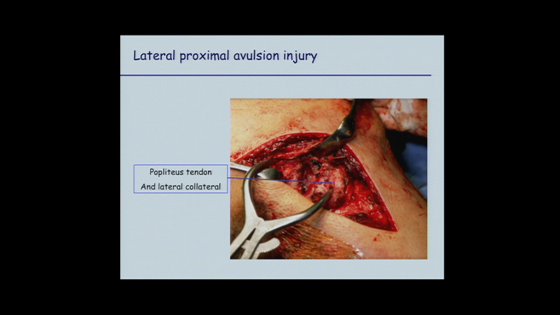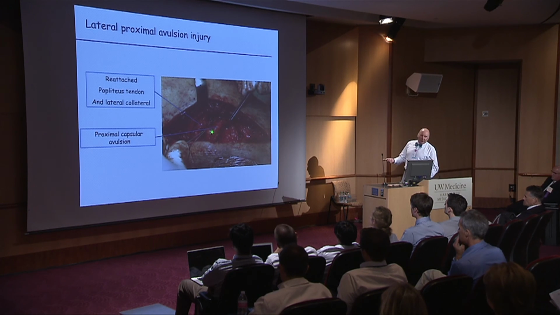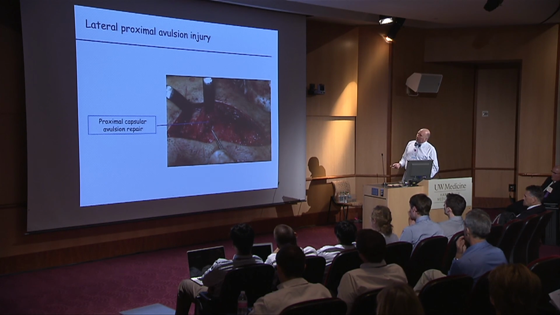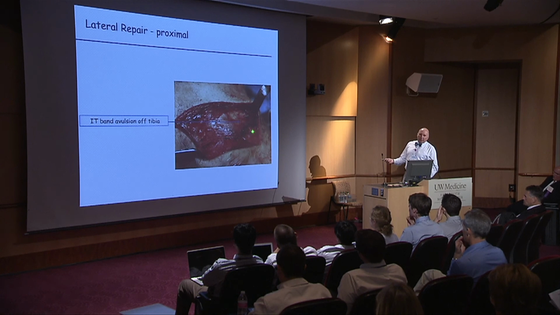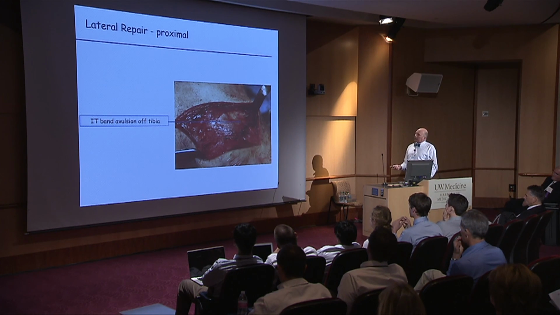And again, this becomes relatively clear when you operate on it early. Here's the popliteus tendon and lateral collateral ligament peeled back. This is distal, this is proximal. This is the footprint where it's all come from. And so you can then repair the popliteus and lateral collateral ligament. Here's the capsular avulsion that often goes with it. So then you put the capsule back where it came from in this kind of horseshoe fashion. You repair the avulsed iliotibial band and you have a relatively normal looking anatomy of the knee.